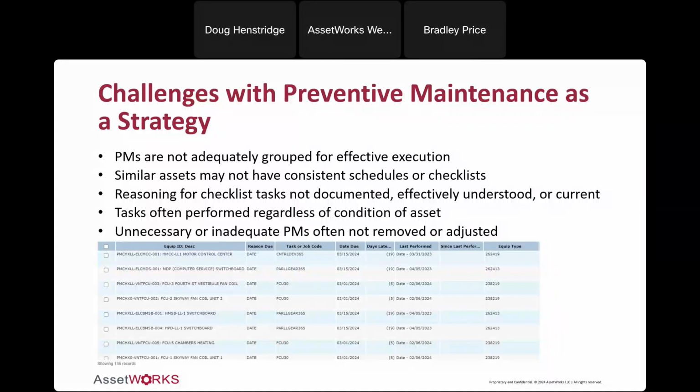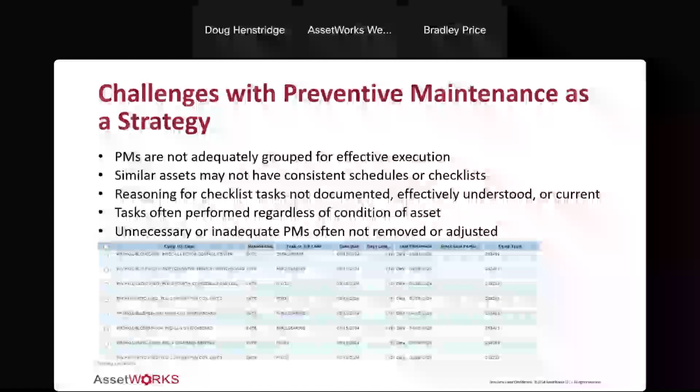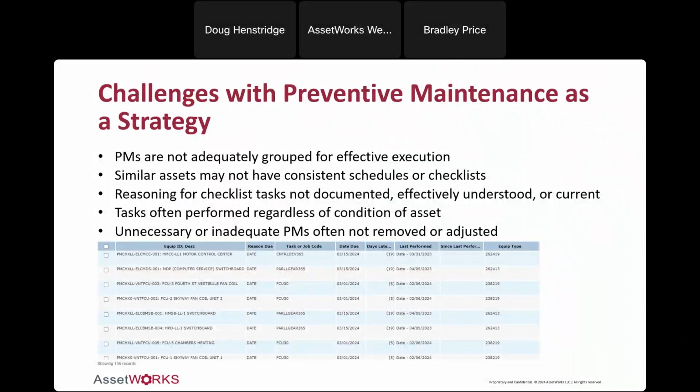There are other options for grouping things as well. Like if I'm doing something as simple as a safety inspection, are all of our emergency exits and emergency exit lighting compliant and functional? Do I have a plan in place to rotate through the building, or is it a little more hit and miss? The other thing is that sometimes similar assets don't have consistent schedules or checklists.